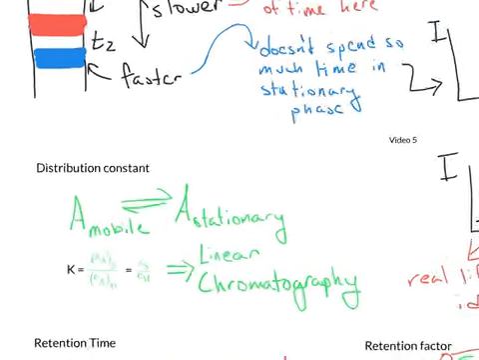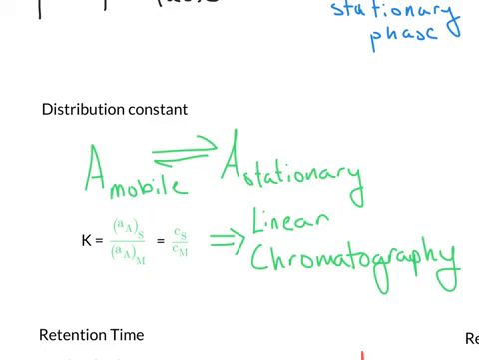Next, we learned about the distribution constant, which is a capital K. This is a way that we can describe the equilibrium between the target analyte in the mobile phase and the target analyte in the stationary phase. This is defined in terms of the activity of the analytes, but at low concentrations, we can calculate this as being the ratio of the concentrations instead of the activities.